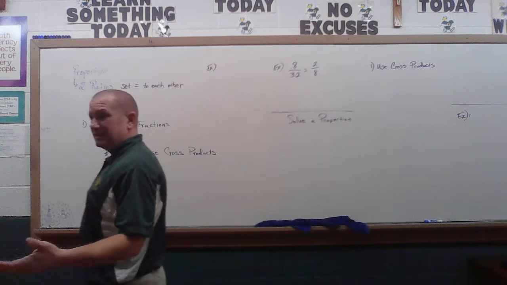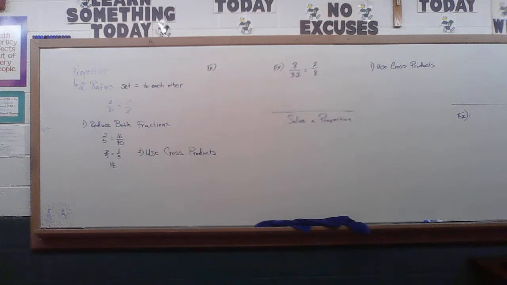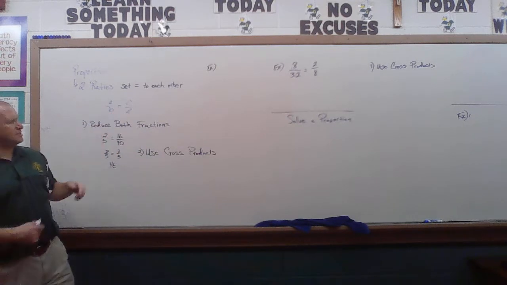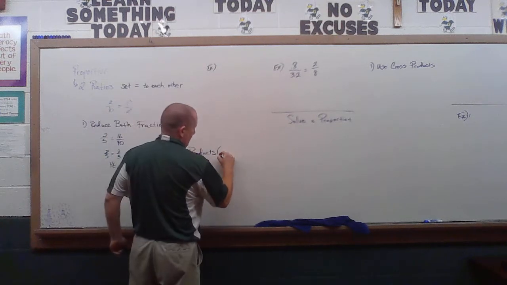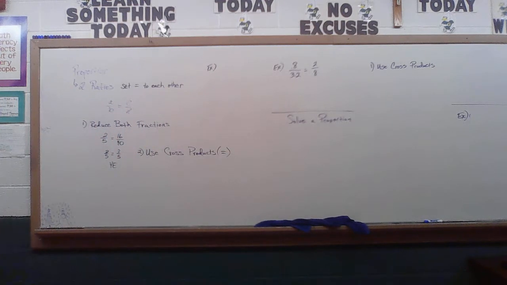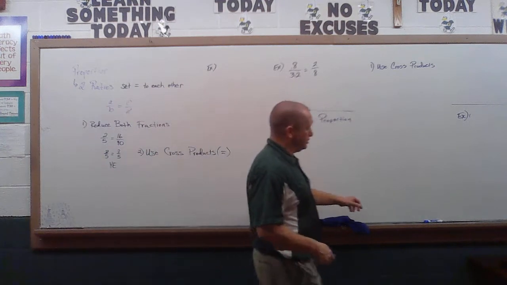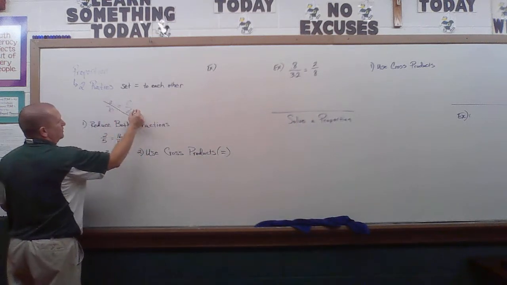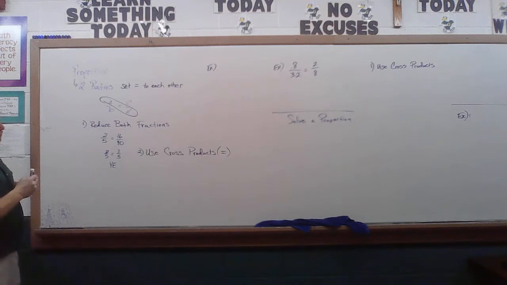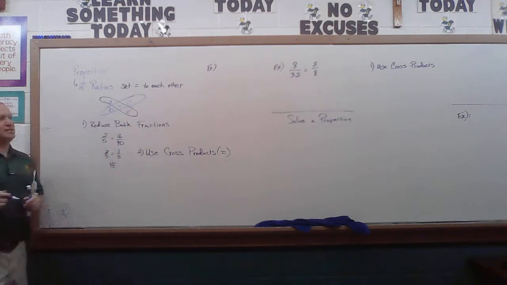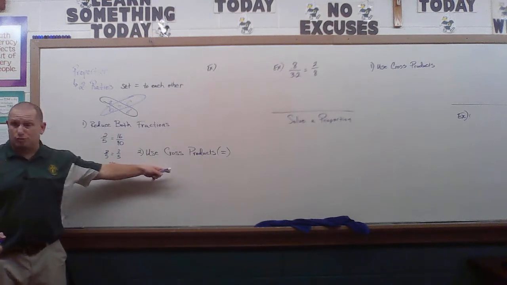So I should have stopped him right there and said when you're multiplying and you've got a dot in between, you can't really say the word cross products. Cross products only really occurs when there's an equal sign. So when you're doing the cross products, you're going to come back to your original problem and multiply the diagonals together. So a lot of times I like to do it this way. I'm going to multiply those two things together, and multiply those two things together, and set them equal to each other.